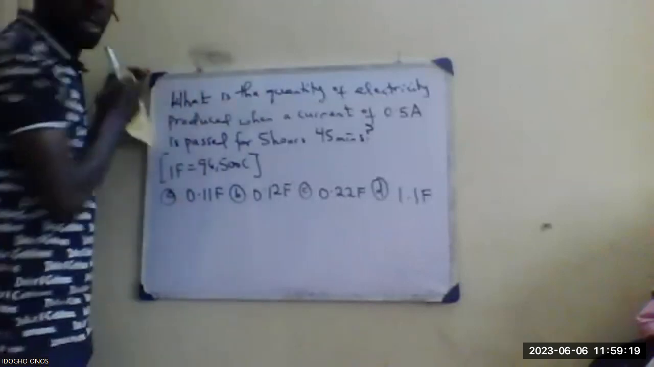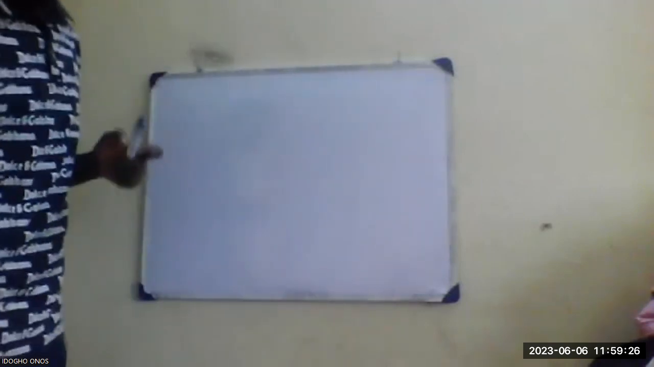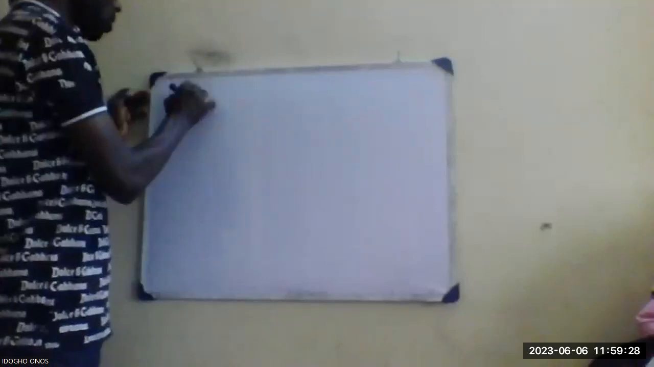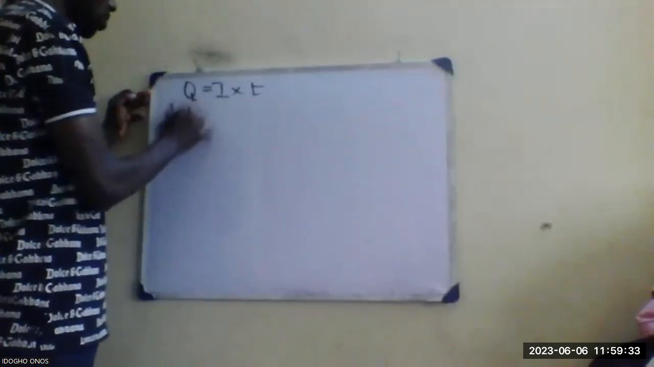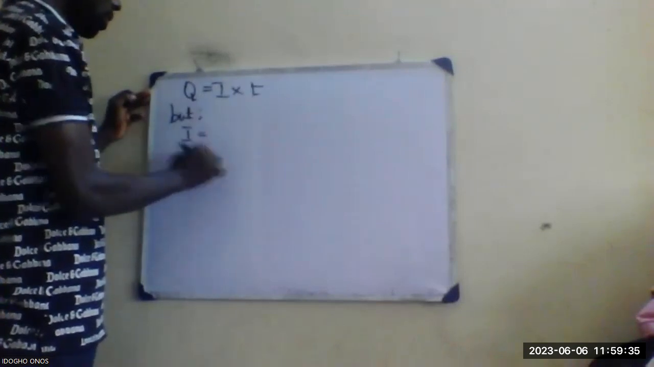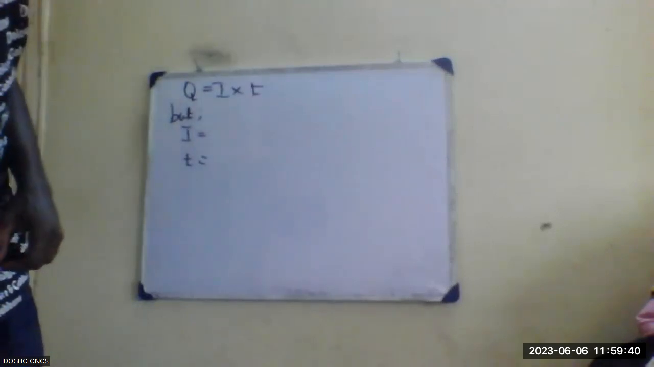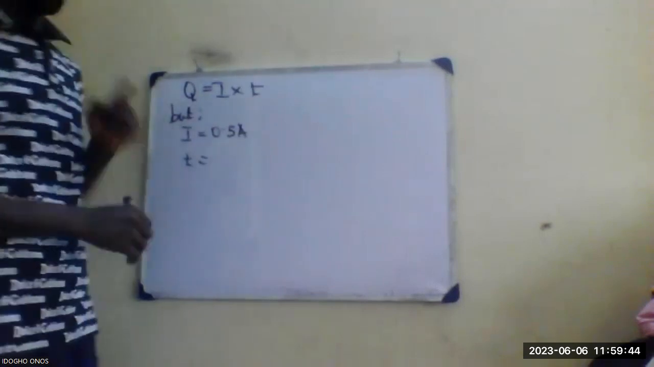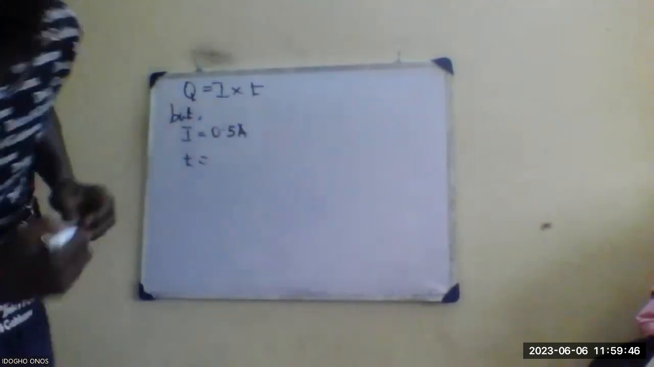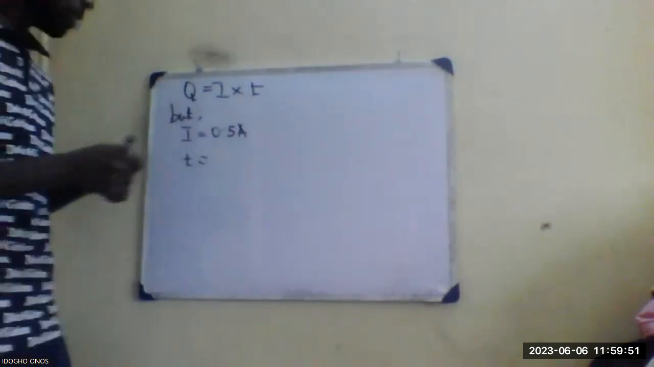So I can clean this off now before everyone is done writing. We'll start with Q is equal to I times T. My current is 0.5 amps, and the time is 5 hours, 45 minutes. So what I'm going to do is turn everything there to seconds.